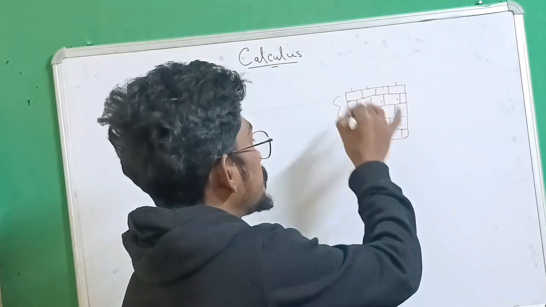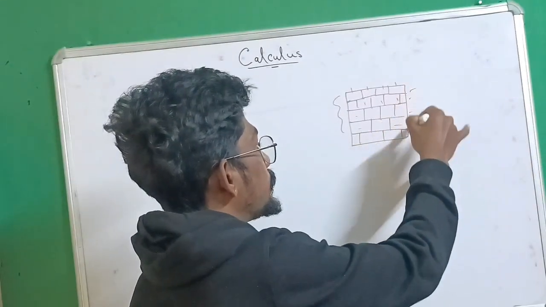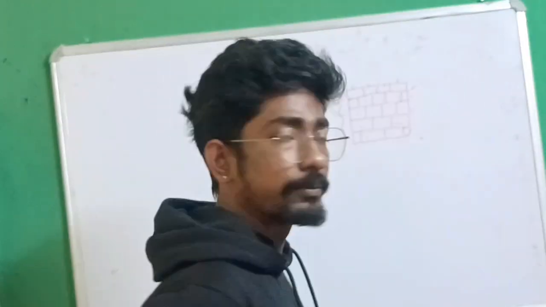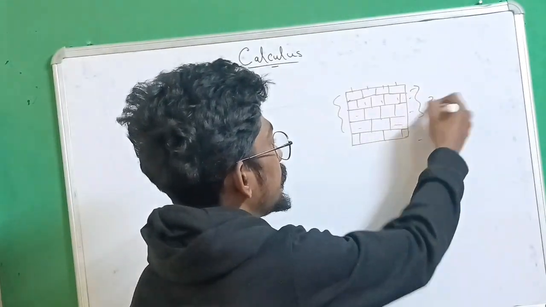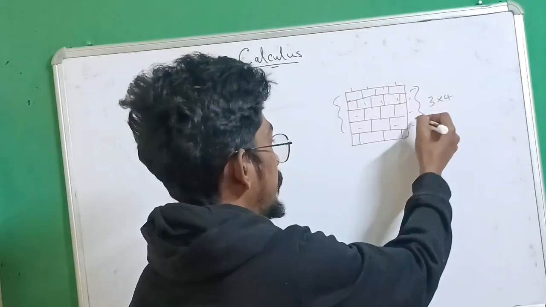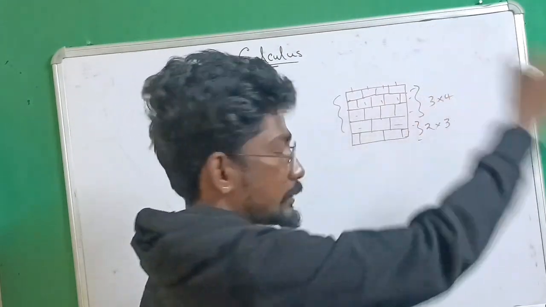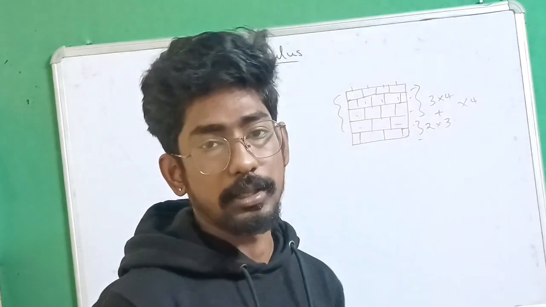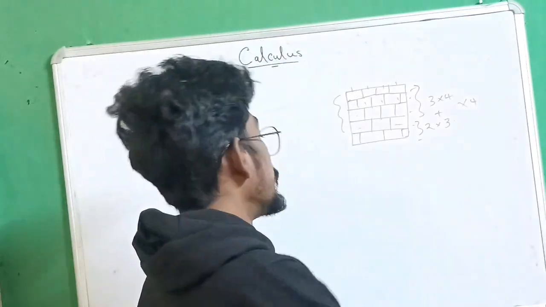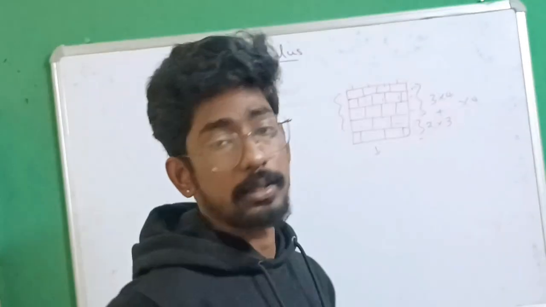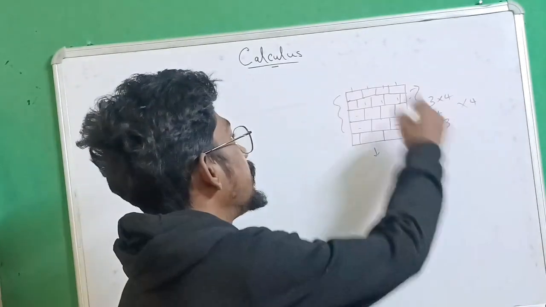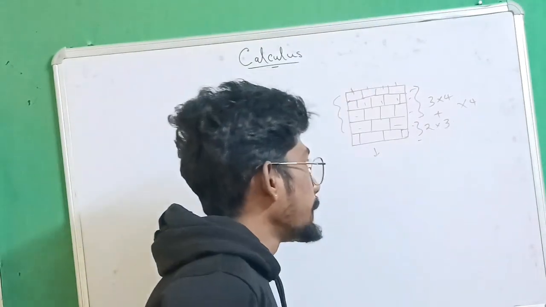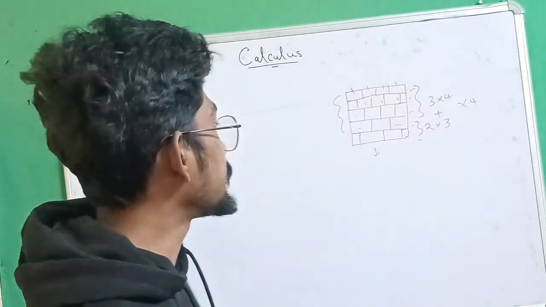In a single wall, if there are 5 rows, then in 3 rows you will find 4 bricks, and in 2 rows you will find 3 bricks. Just add this and multiply it by 4, and you will get the total number of bricks. Or you can calculate the total area or volume of the bricks. But this is a very lengthy process. First of all, you have to see the wall.